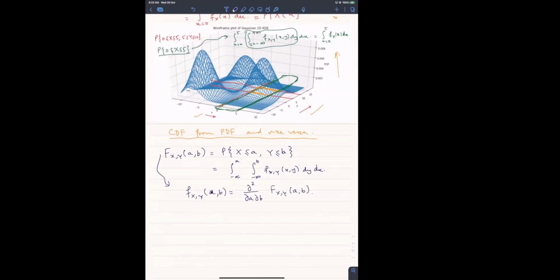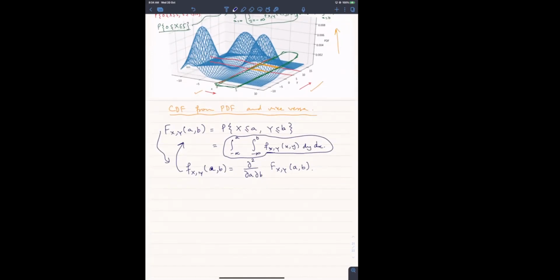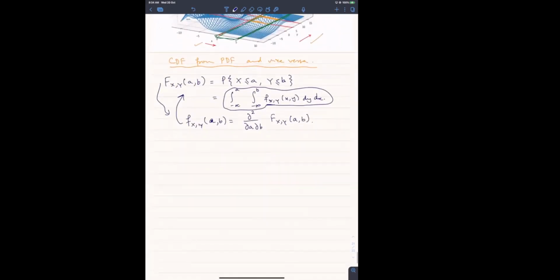And how do you find the CDF from PDF? By integrating the PDF. Integrate करें PDF को minus infinity to a and minus infinity to b. So PDF को integrate करें तो आपके पास CDF आ जाएगा, और CDF को differentiate करें तो आपके पास PDF आ जाएगा. Joint के केस में भी वही है. Okay. So now I'm going to give you another example which involves two continuous random variables.